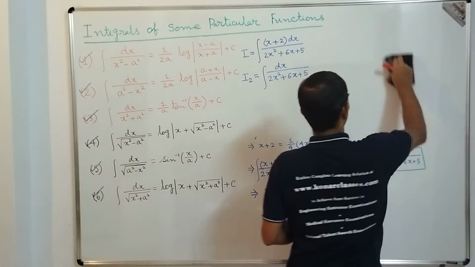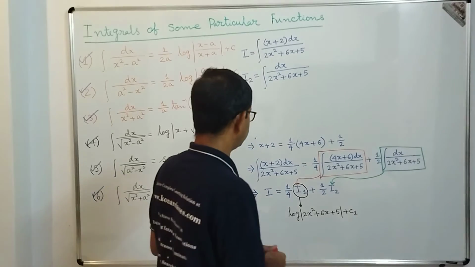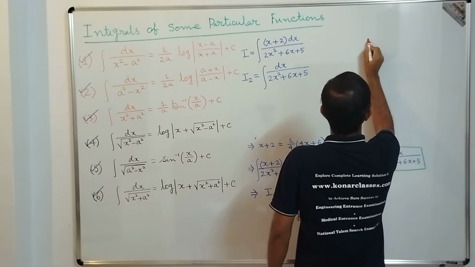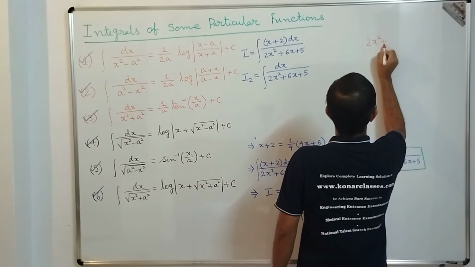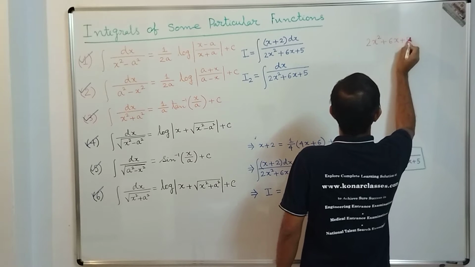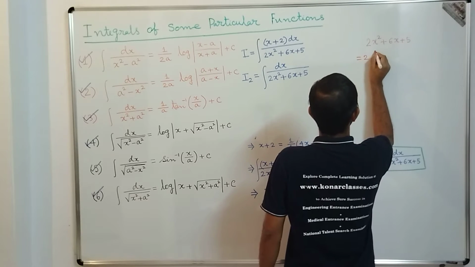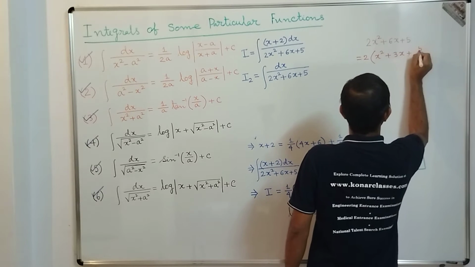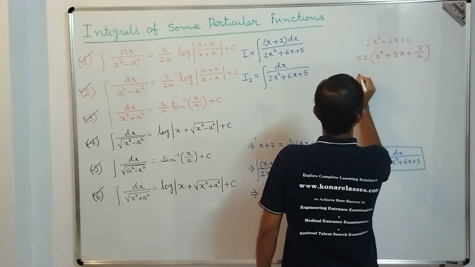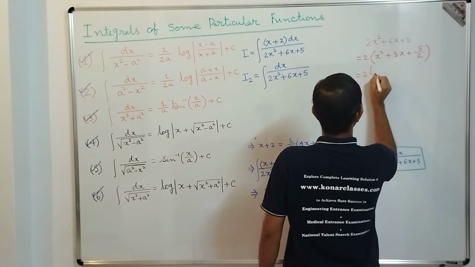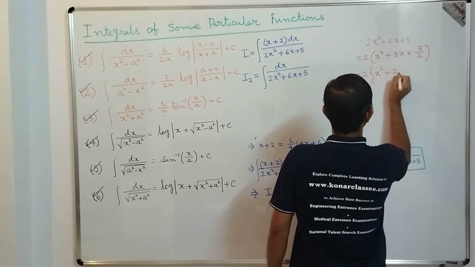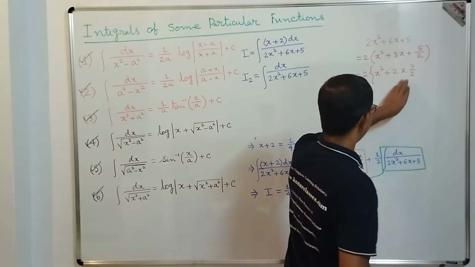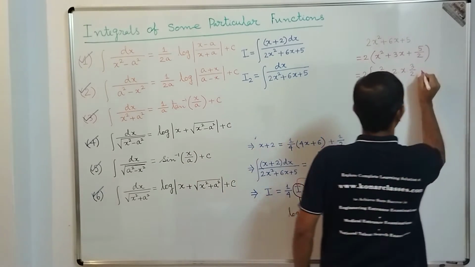2x square plus 6x plus 5, we need to process that expression to make it in this form, okay? So 2x square plus 6x plus 5 is equal to, we can take 2 common, we get x square plus 3x plus 5 by 2, correct? So this is equal to 2 into x square plus 2 into x into 3 by 2, correct? So why we did so? To adjust with 3x. So then what we get here, dear students?